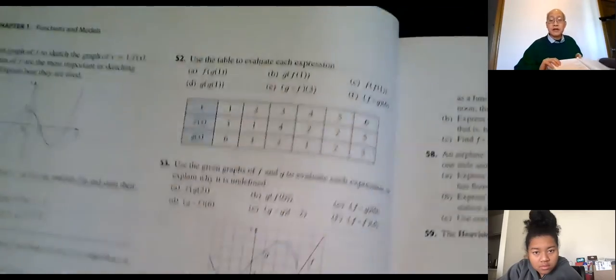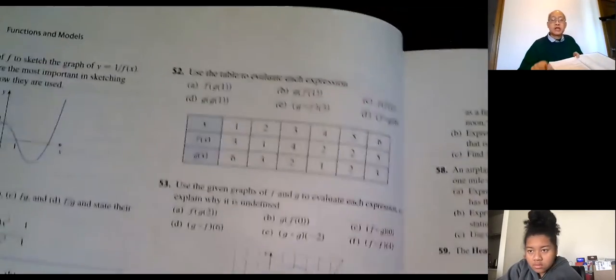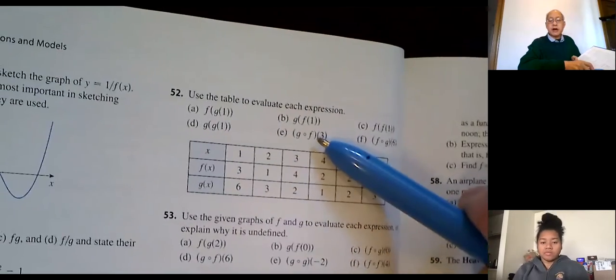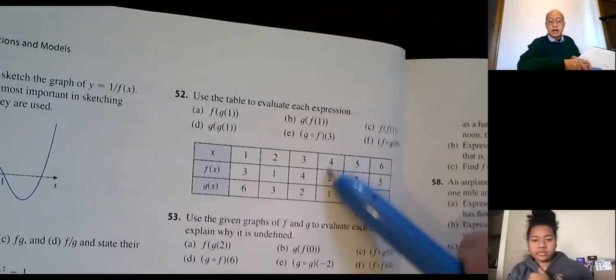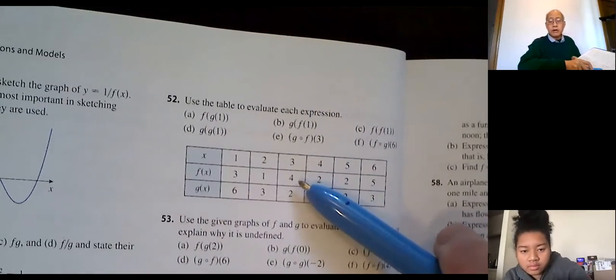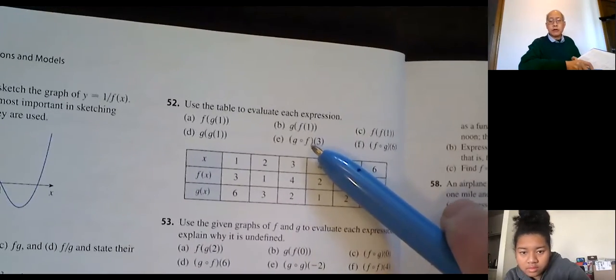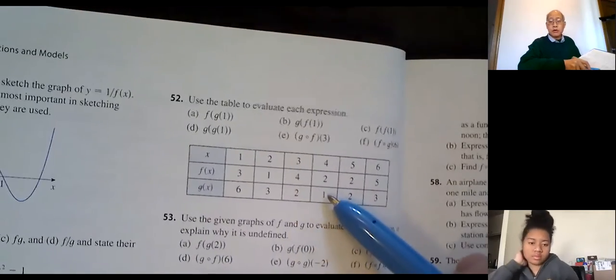Okay, I think I'm ready. Okay, E, g circle f of 3. So I do f of 3 first. f of 3 is 4. So now I'm doing g of 4. So what is g of 4? 1.